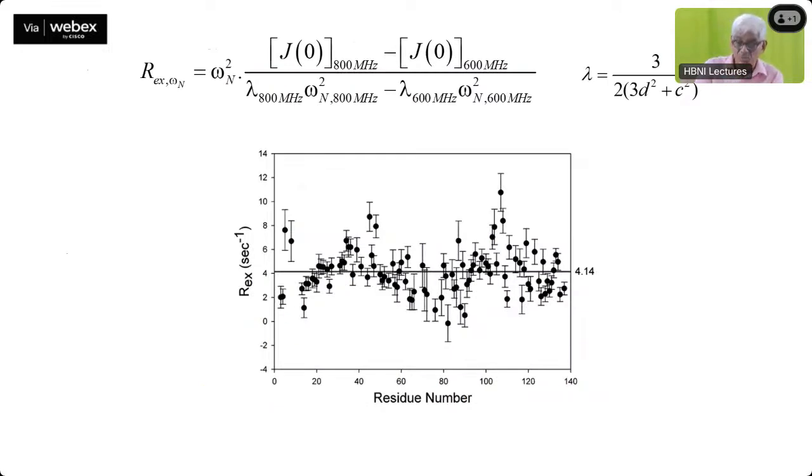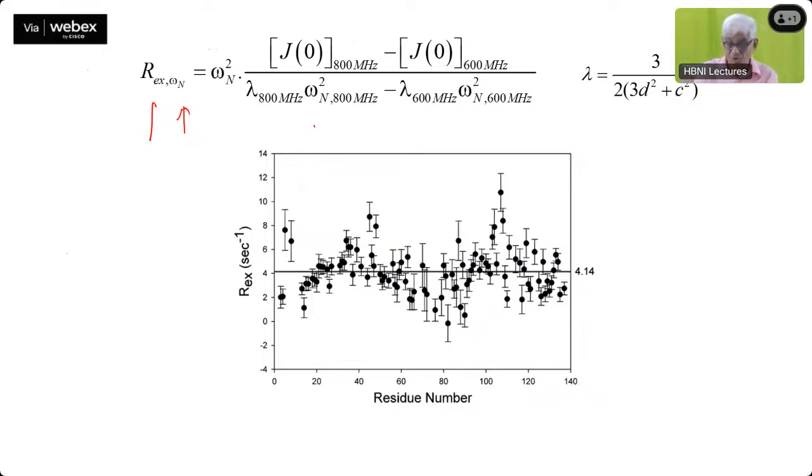And from these you can calculate the R exchange contribution, which is related to J0 at 2 different magnetic fields. All these equations you have to take for granted. We are not going to derive these, but these are all well-established relationships. So you have the spectral density function at 0 frequency, at 800 megahertz and 600 megahertz. Then this is the relationship we have in the denominator, and this gives you the R exchange at the frequency omega N.